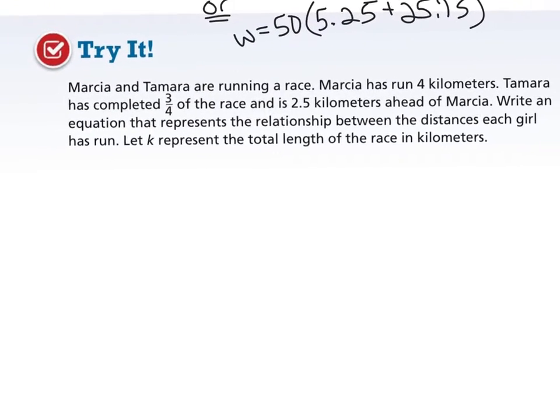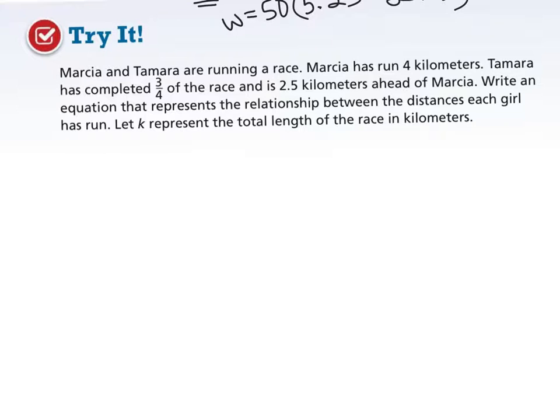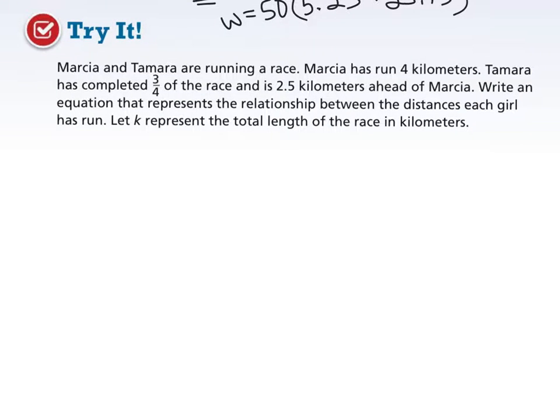So if we look at the try it, Marcia and Tamara are running a race. Marcia has run 4 kilometers. Tamara has completed 3/4 of the race and is 2.5 kilometers ahead of Marcia. Write an equation that represents the relationship between the distances each girl has run, and let K represent the total length of the race in kilometers.